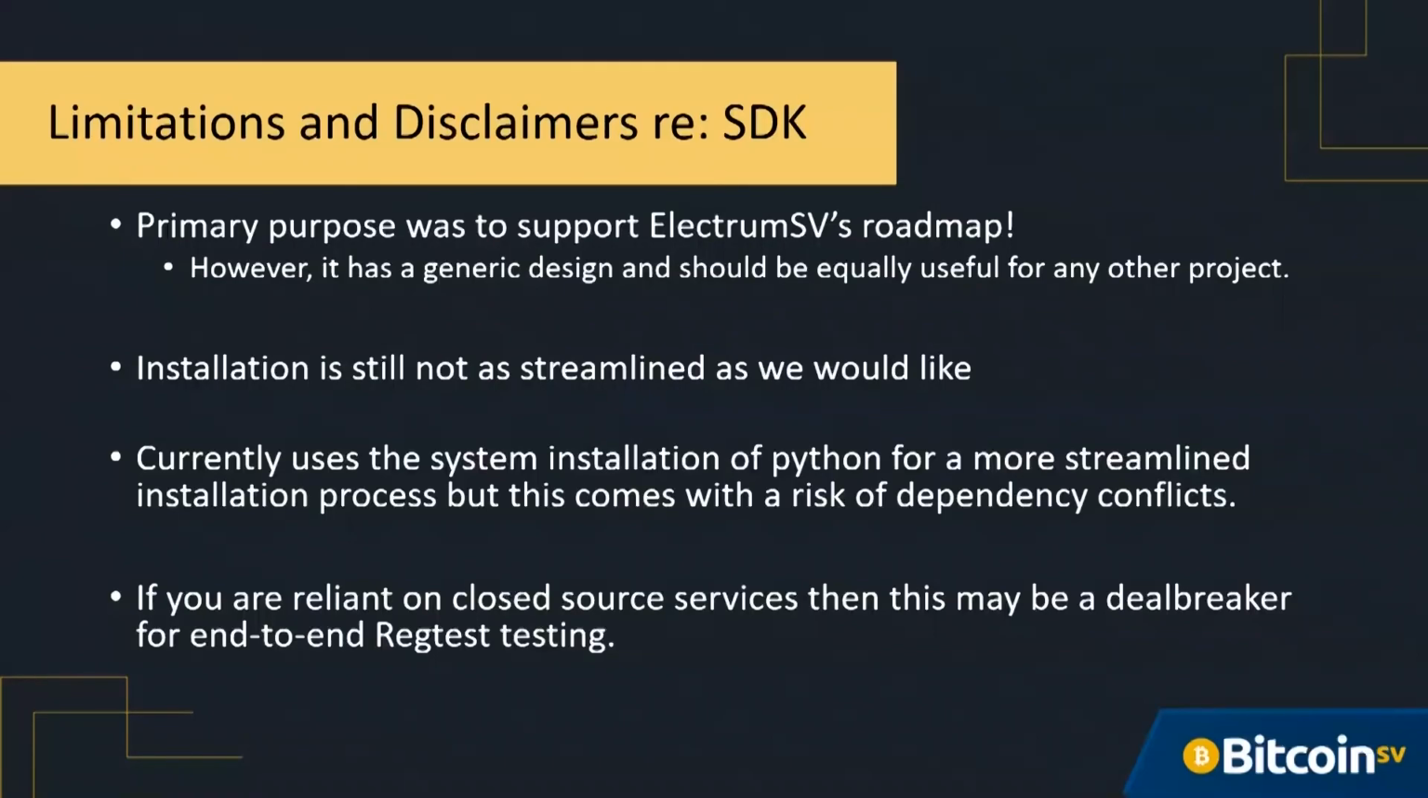There are still a few limitations. So the main one is that the installation process isn't as streamlined as we'd like it to be. In an ideal world, it would be a one-click installation, but at the moment, depending on what platform you're on, there might be a few additional system dependencies that you'll need to install, things like Postgres, for example, or Node.js if you want to run the What's on Chain Explorer.